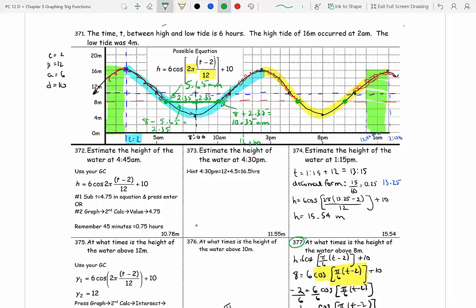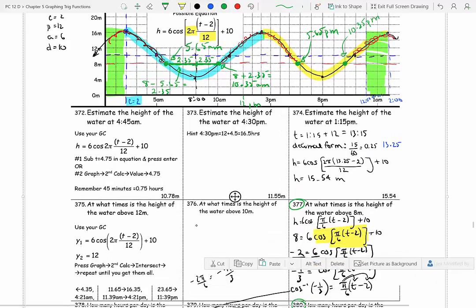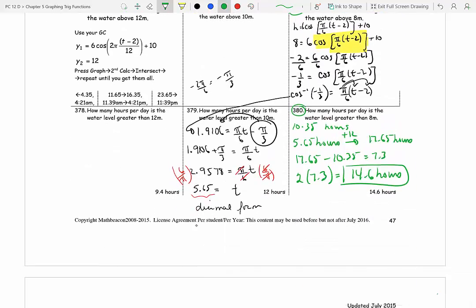Okay, and when we go over to our third point, and we can count along from 3 p.m., 4 p.m., 5 p.m., we can see that this is also 5.65, except that it is p.m. And our fourth point then is at 10.35, which is also p.m. Okay, so now we can answer the question, at what times is the height of the water above 8 meters? So I'll do that at the bottom of the page.